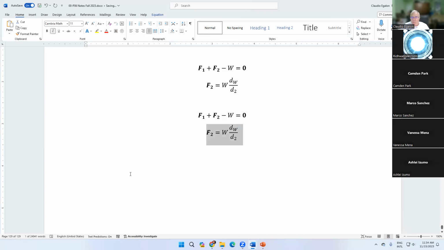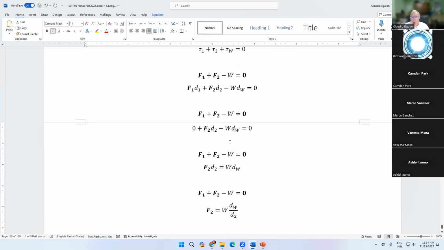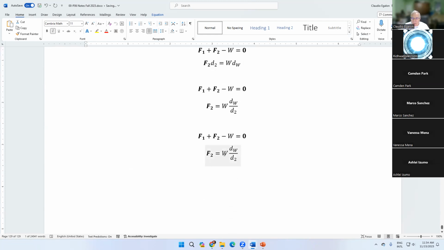See, that's the advantage of choosing the point of rotation properly. Because I chose the point of rotation at the extreme left of the board, this torque here ends up being 0. We eliminate an unknown from our second equation, and this equation here allows us to solve just for F2. Okay, so that's a very nice technique to improve your chances of solving the problem more readily.